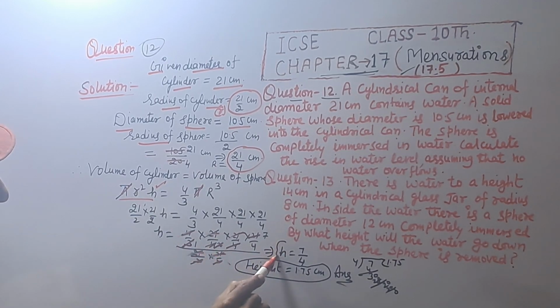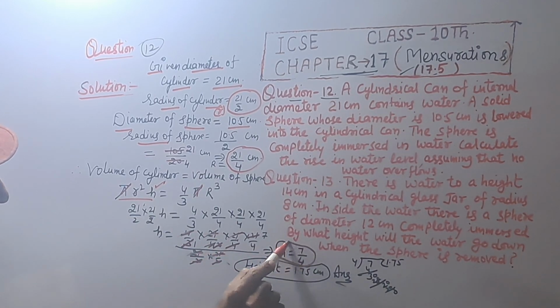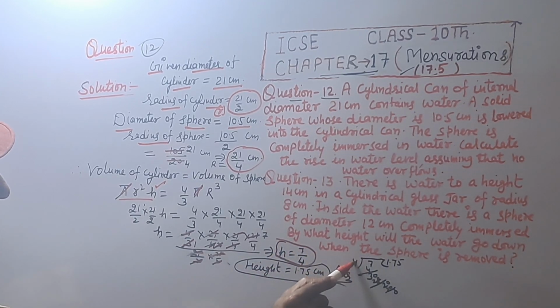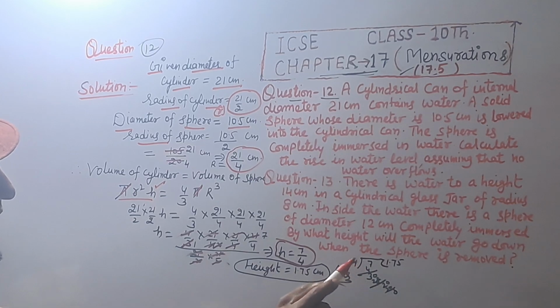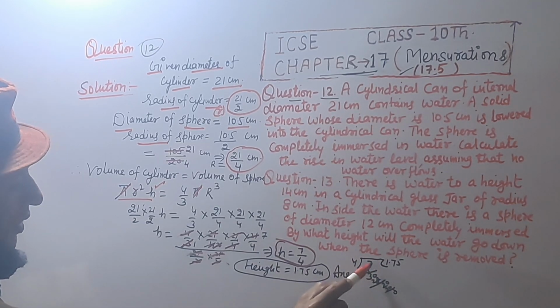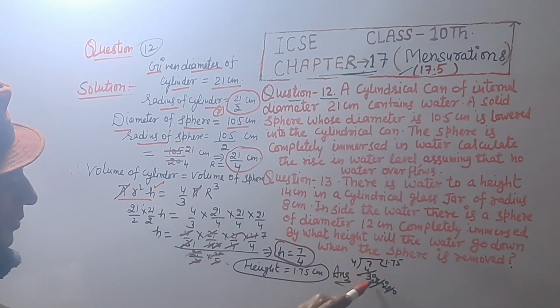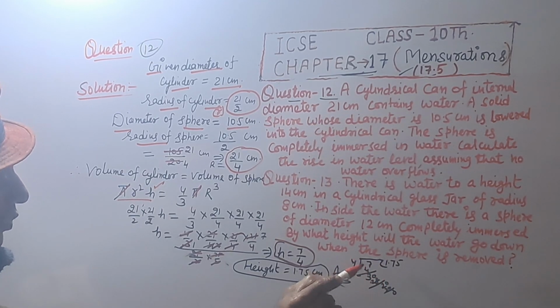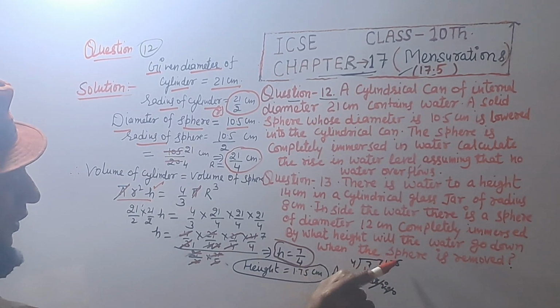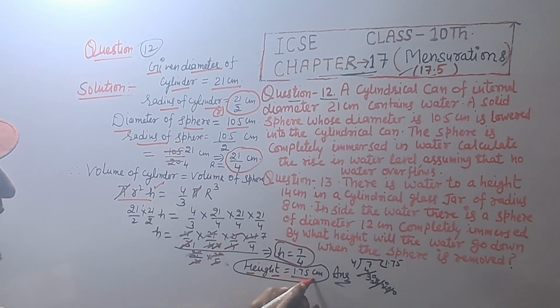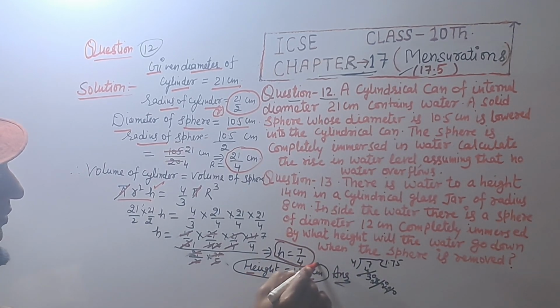So height of cylinder is equal to 7 upon 4. 7 divided by 4, 4 1s are 4, 7 minus 4 is 3. 30, 7 4s are 28 and 30 minus 28 is equal to 2, and 1 zero 20, then 4 5s are 20 and we get height of cylinder is equal to 1.75 centimeter. Answer.